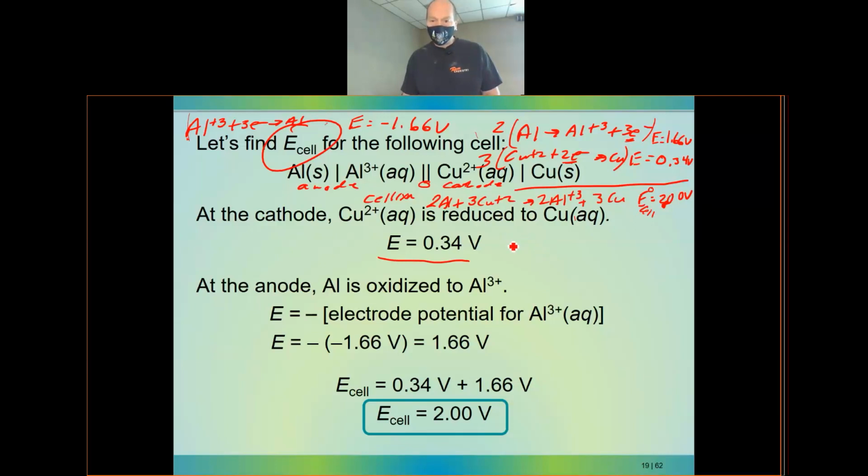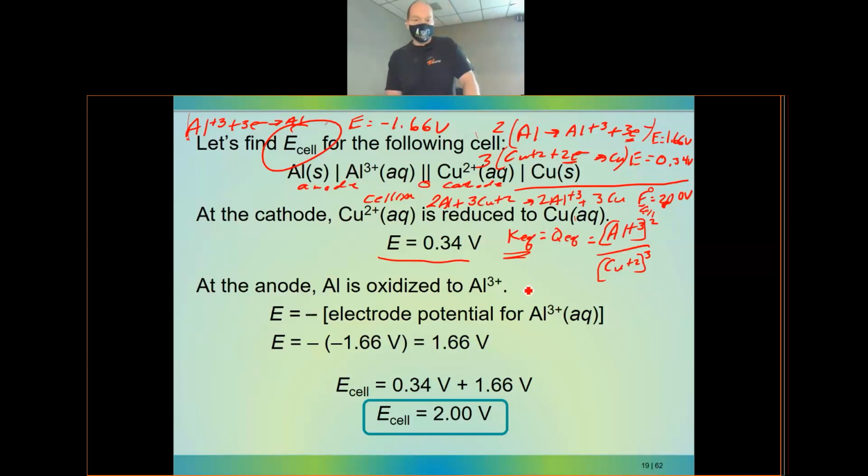If we wanted to set up a K eq, of course, the setup for K eq is the same whether it is at equilibrium or not at equilibrium. K means at equilibrium, Q means not at equilibrium. So we have our products, Al 3+ raised to the second power, divided by your Cu 2+ raised to the third power. Copper solid and aluminum solid do not go into your expression for K eq, which is the same as the expression for Q. Anytime you have any ion, you have to put it as molarity. If you had a gas, you would put it as a pressure. So this is K eq. Aqueous goes as molarity, and gases go as pressures in atmospheres.